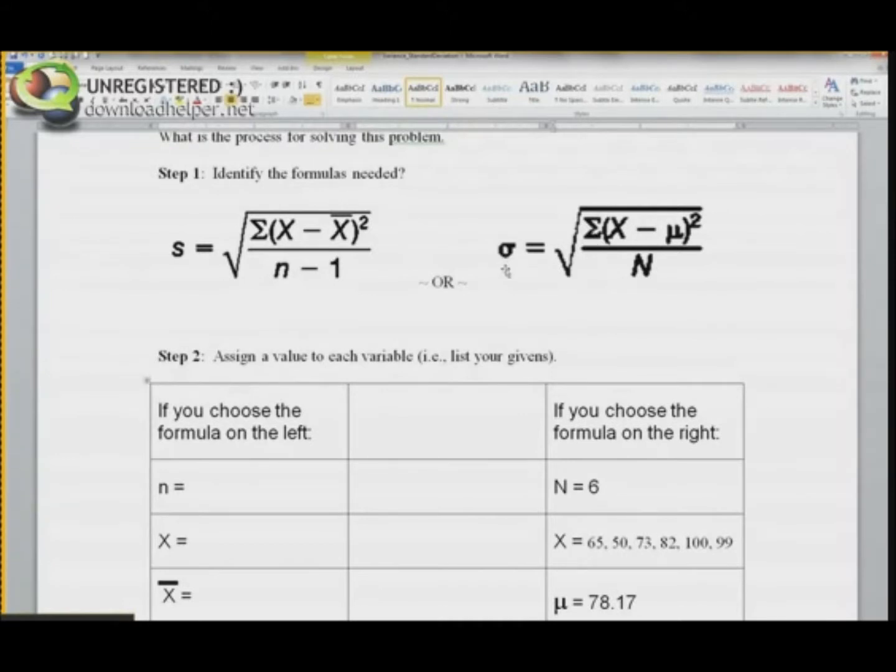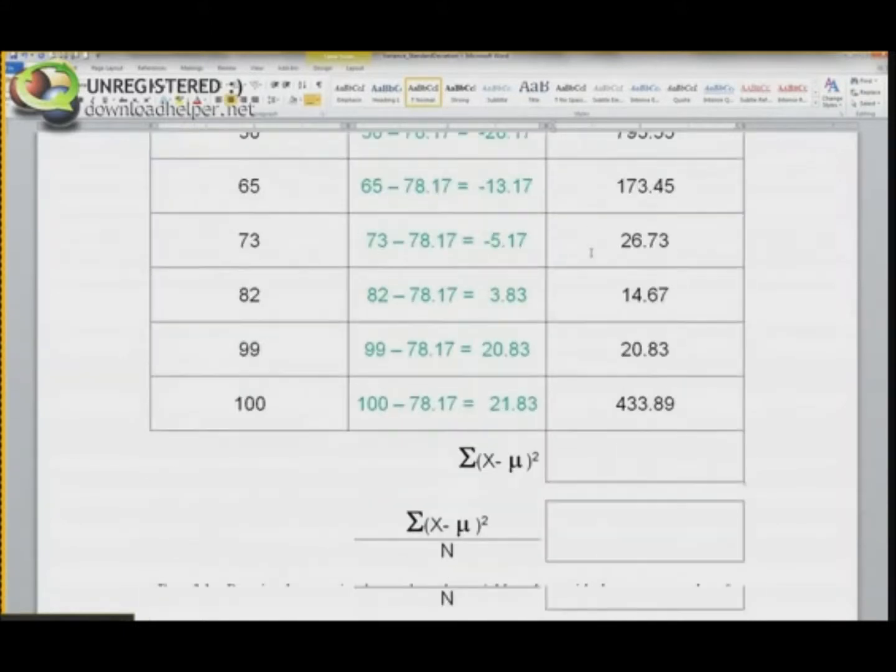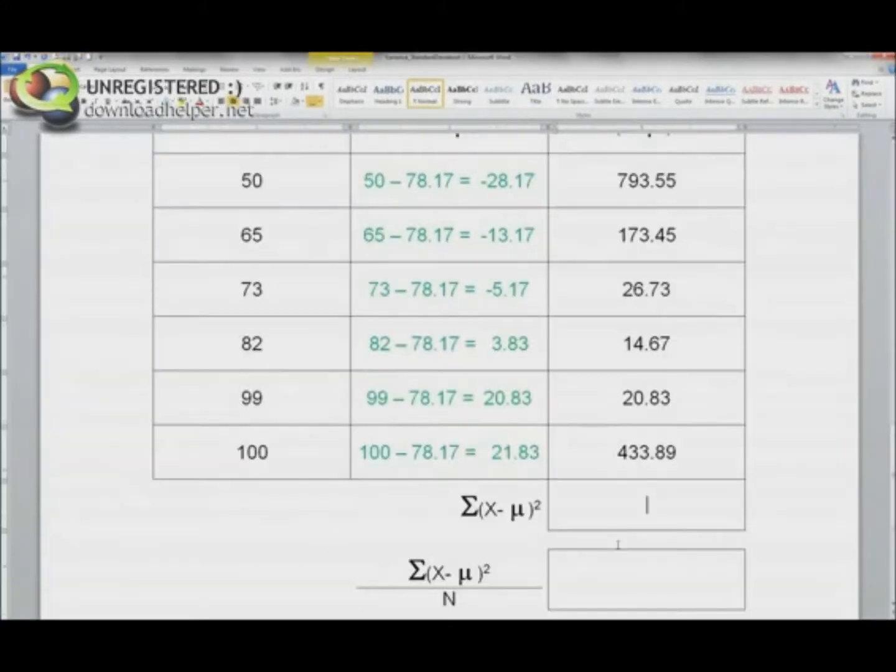This is little lowercase s. This is lowercase sigma. This is capital sigma. So I'm going to go down here, and so I'm summing. I've done this on my calculator, and I hope I've typed it in correctly.